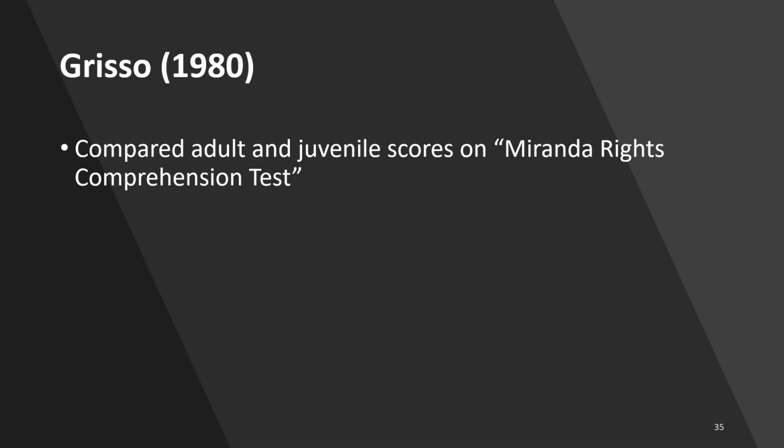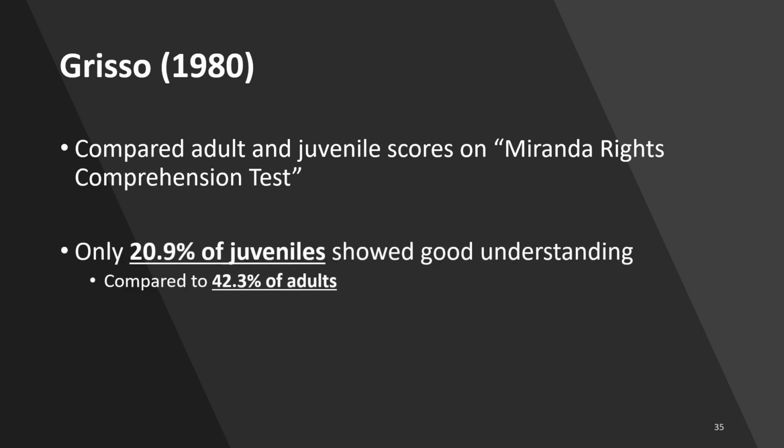And what they found was that only 20.9% of juveniles showed a decent or relatively good understanding of the Miranda rights, compared to 42.3% of adults. Both of them on the low side, both less than 50%, which is kind of crazy to think that overall less than 50% of people understand Miranda rights. But even more so for juveniles. Only 20.9% of juveniles in this study were shown to have a really good understanding of what Miranda rights really meant.